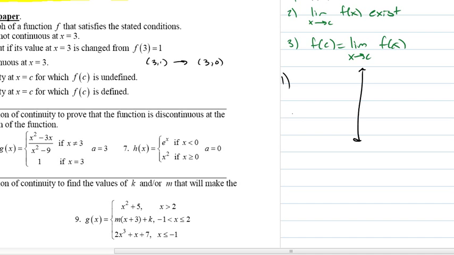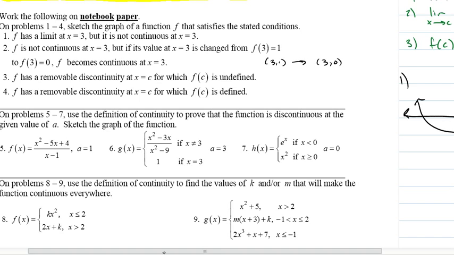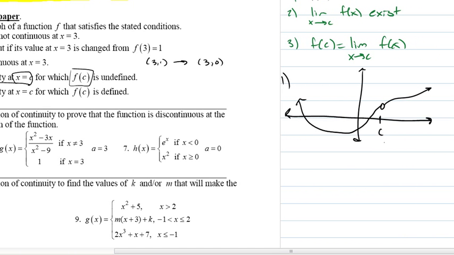You can choose whichever value or whichever side of the y-axis to be your c. I always like to choose the positive side, makes it easier for me to read. And there it is. F has a removable discontinuity at x equals c for which f of c is undefined, and here is c, and if there was an f of c, it would be right there, but there isn't.